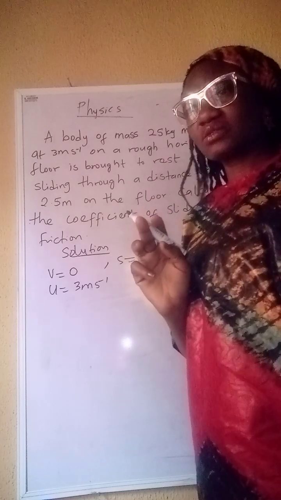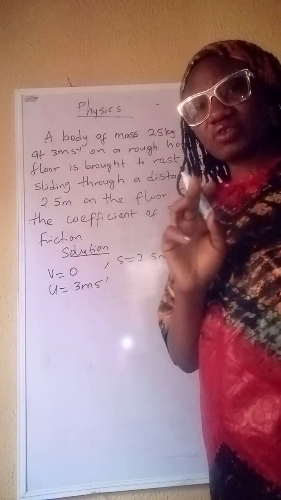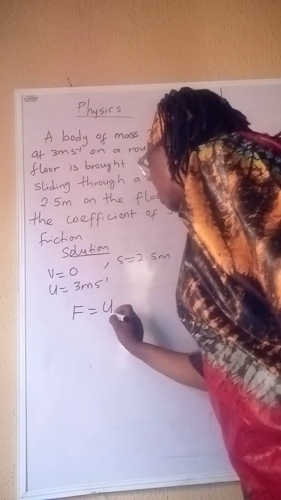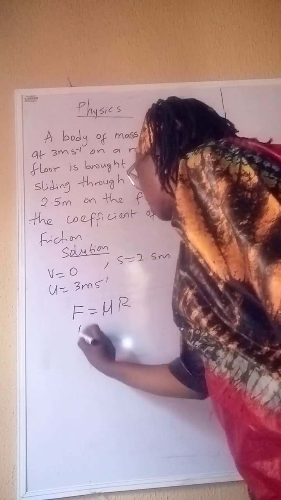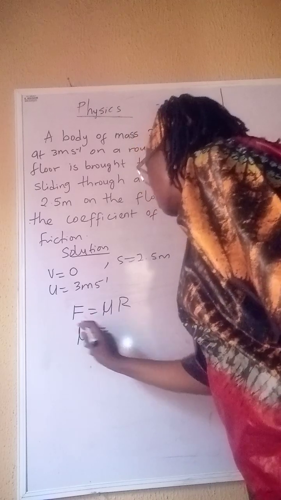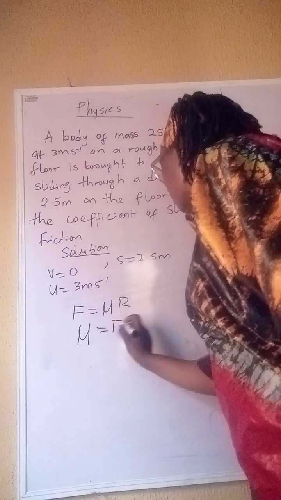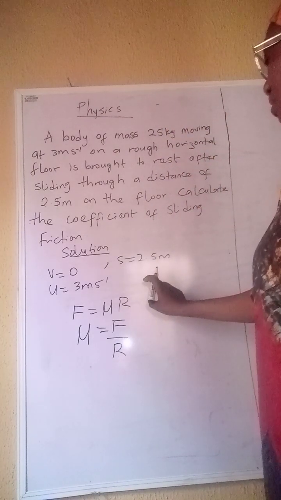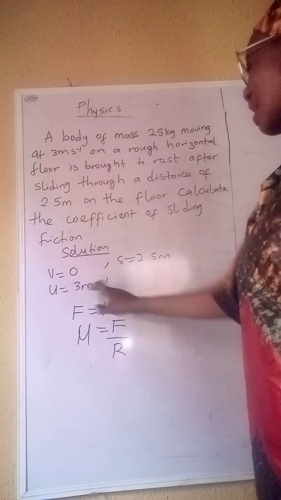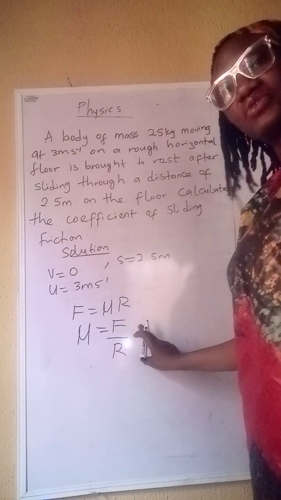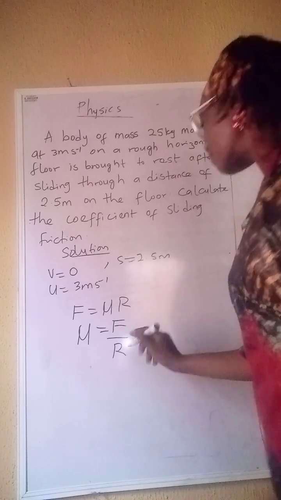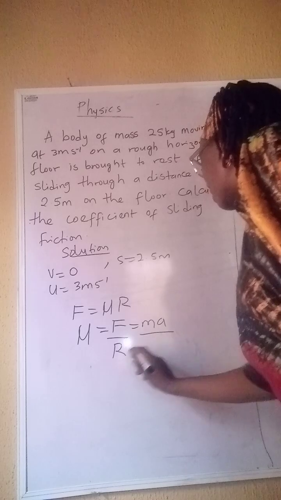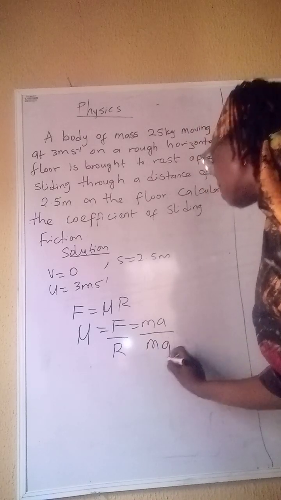So the formula that has to do with the coefficient of sliding friction is mu. From this formula, we have F is equal to mu R. If you make mu the subject of the formula, you divide both sides by R, and you have mu equals F all over R. Look at what we are given in the parameters. We don't have F, we don't have R. So let's further simplify this to see if we can still solve it with the parameters given. We have F is equal to ma, and R is equal to mg.